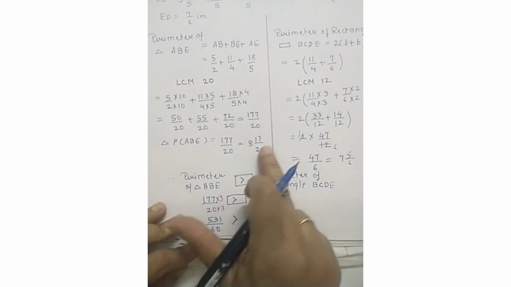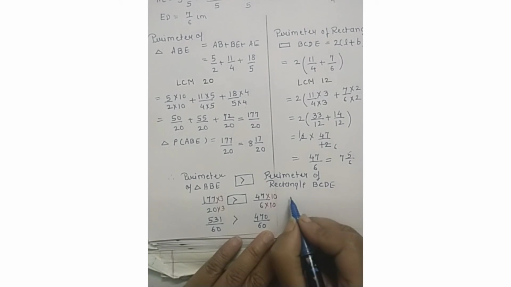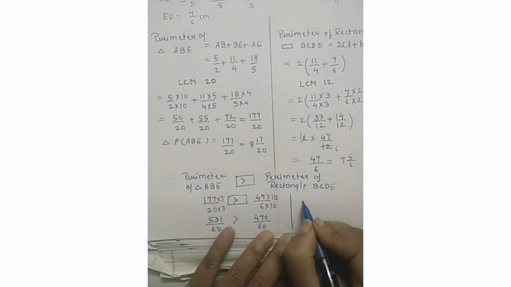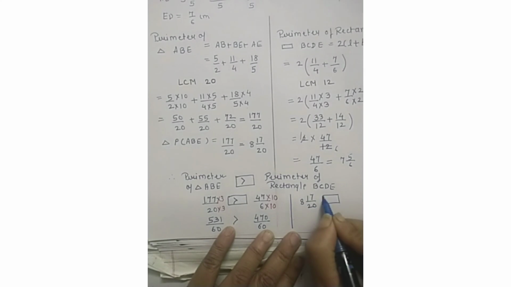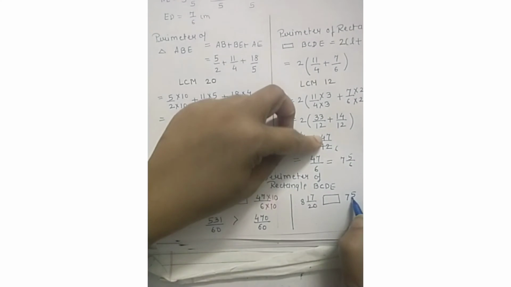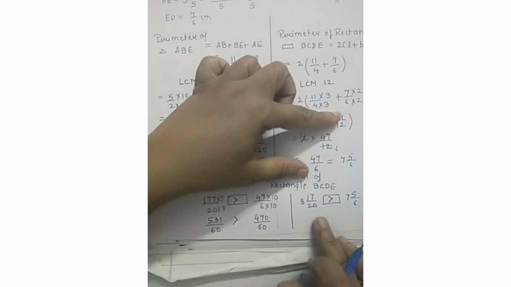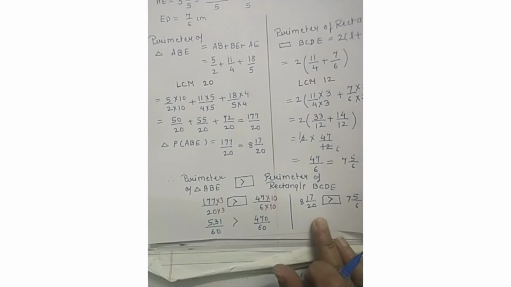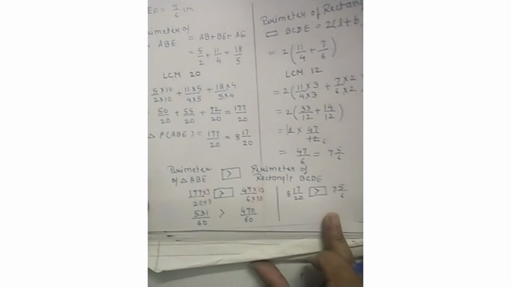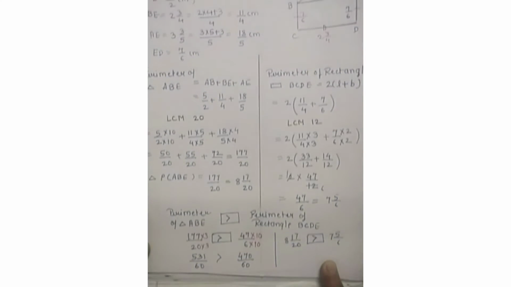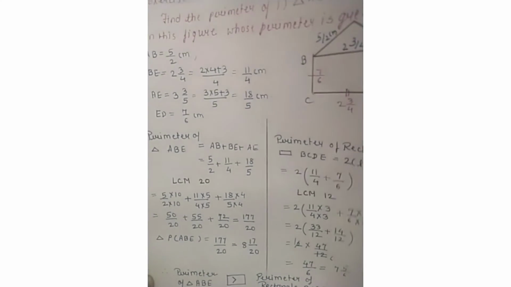Even from this it is clear that 8 17 by 20 or 7 5 by 6, who is greater, 8 or 7? 8. So we can directly also write like this. But by both methods, the answer is clear. Is it clear? Question number 5.